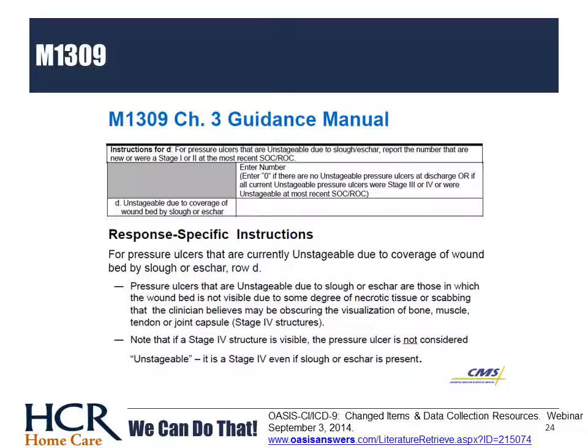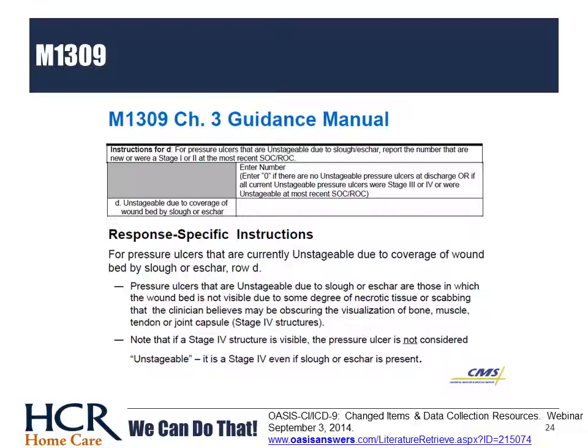If the unstageable pressure ulcer that you're assessing that's covered in slough or eschar at the most recent start of care or resumption of care was a stage 3 or a stage 4, and now you can't stage it because it's covered in slough or eschar, well, we can't really say that that pressure ulcer has worsened. So because of that, we would report a 0 here.